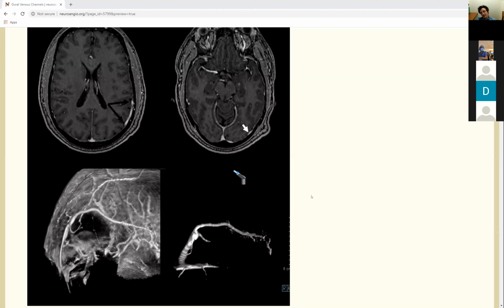But the bigger question too is, how do you distinguish a sinus anyway from a dural vein or a meningeal vein? Is the superior sagittal sinus just a characteristic meningeal vein, or is it something more than that?